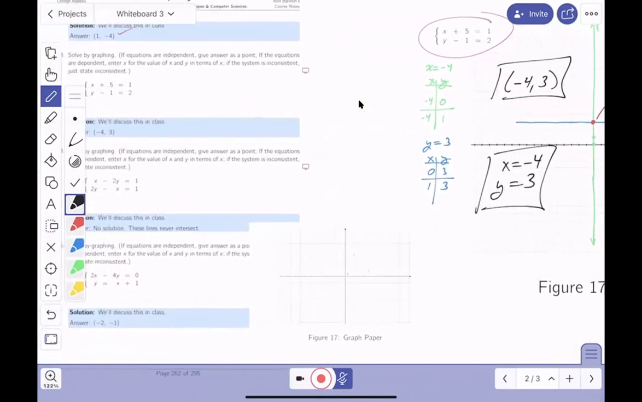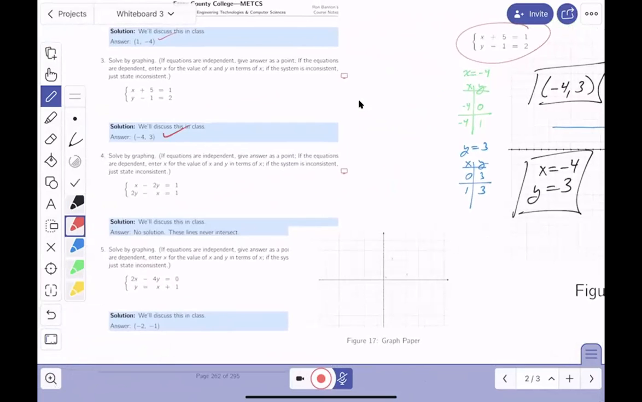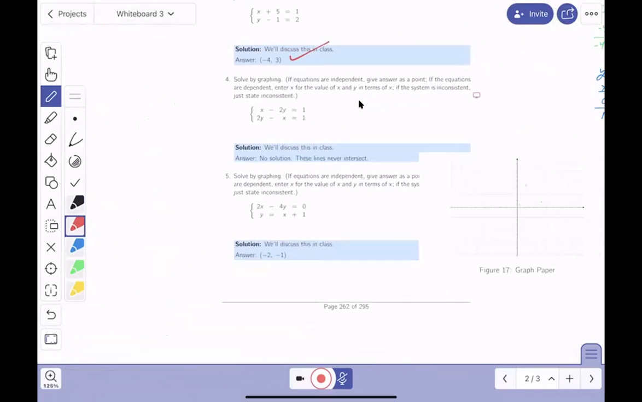Let me go back to the answer key, and I'm hoping to see -4, 3. And what do I see? That over here. All right. Now let's do number 4. I'm going to pull this piece of graph paper over.